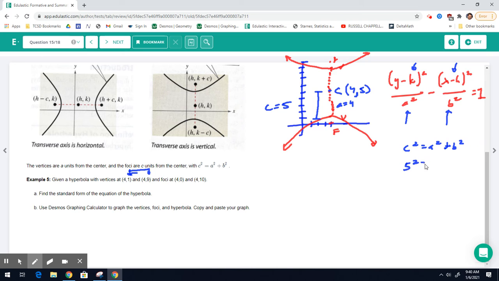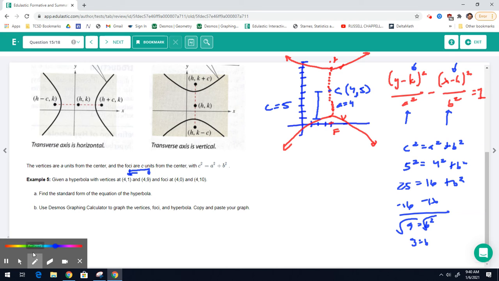So 5 squared equals 4 squared plus b squared. 25 equals 16 plus b squared. Subtract 16. 9 equals b squared. Square root, 3 is your b. And there we go. We have everything we need. So now we can go ahead and make our equation.